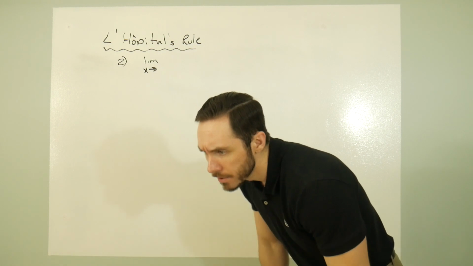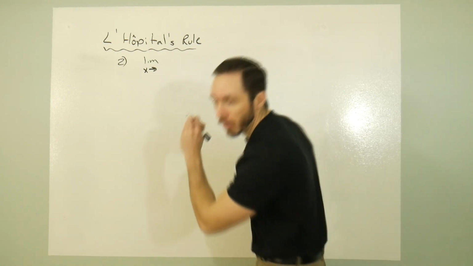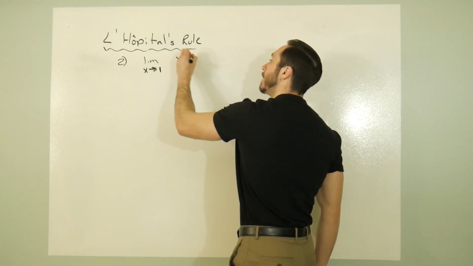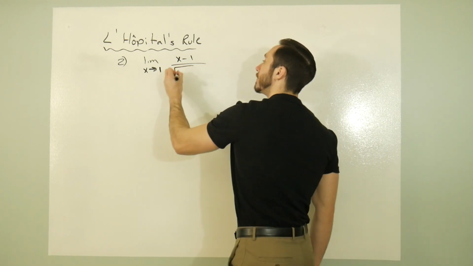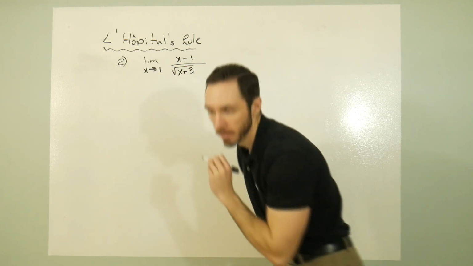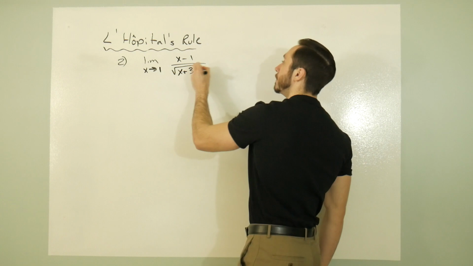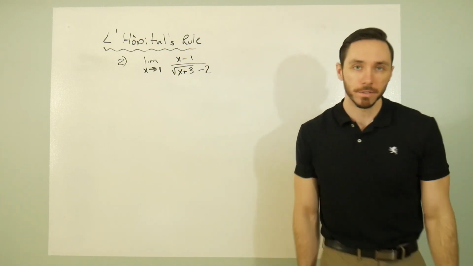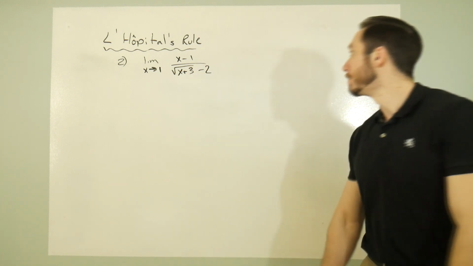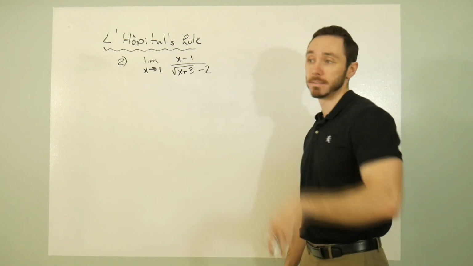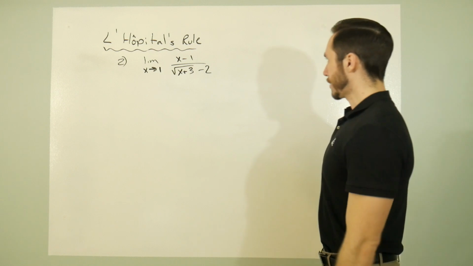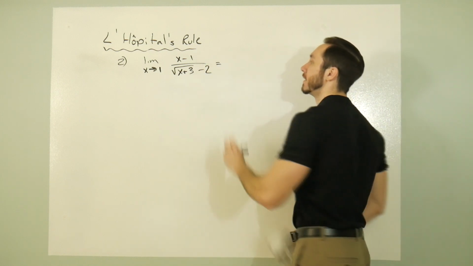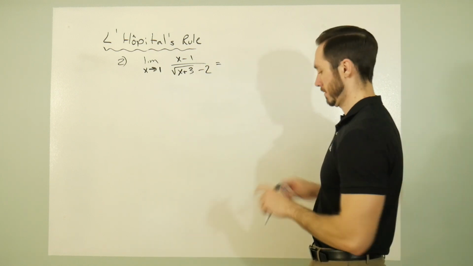All right, so looking at the next one, we are approaching 1. Up top you have x minus 1. You can already tell it's going to be a 0. And down below we have the square root of x plus 3, and then subtracting off 2. And I believe this one can be solved using a conjugate approach, but let's pretend I asked you specifically to do L'Hopital here. In which case, let's write a statement.